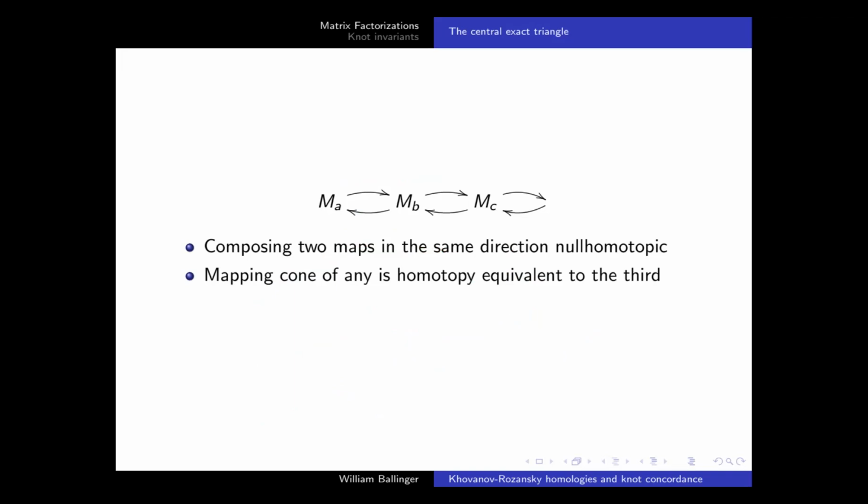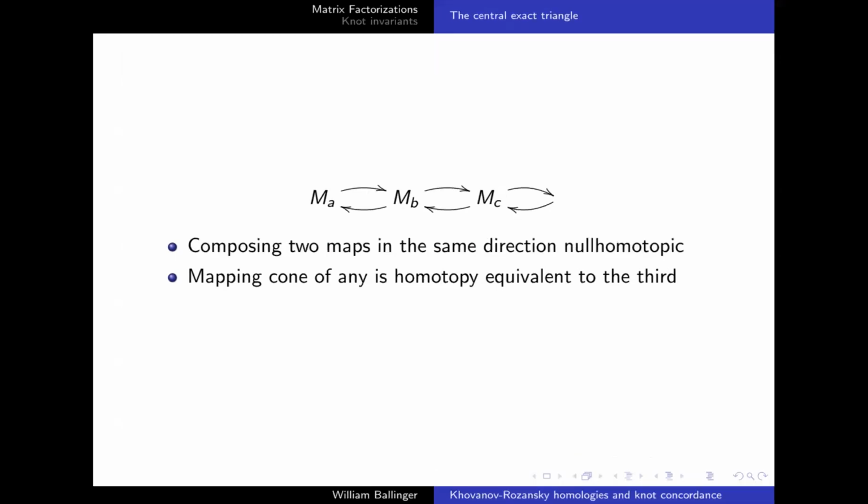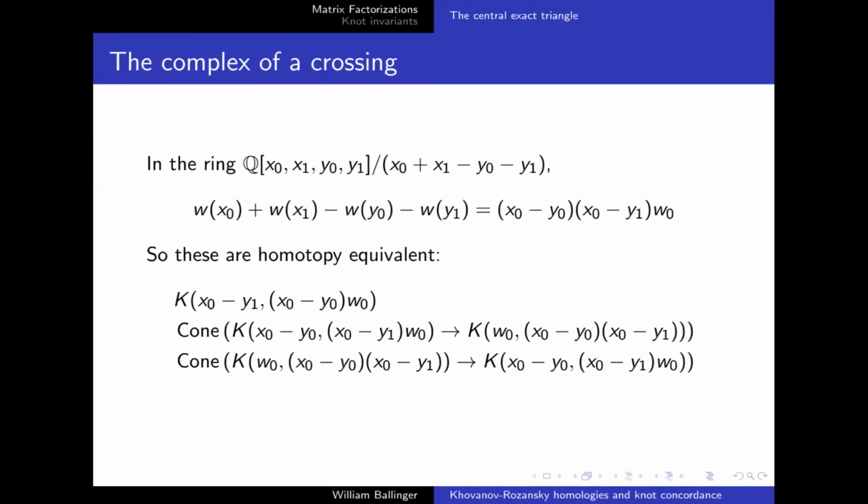So MC, say, is homotopy equivalent to a mapping cone from MA to MB, and also to a mapping cone from MB to MA. So we have an ambidextrous decomposition into two parts. Okay, so there's a particular example of that general pattern that's going to be relevant here, over this quotient of a polynomial ring.